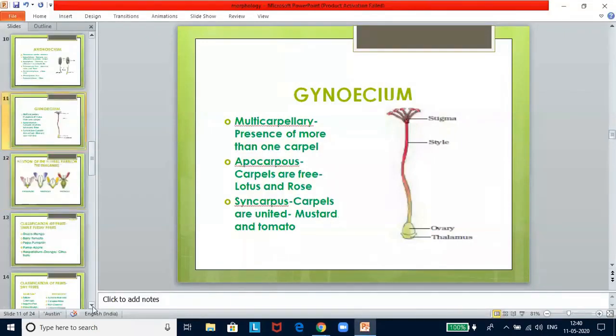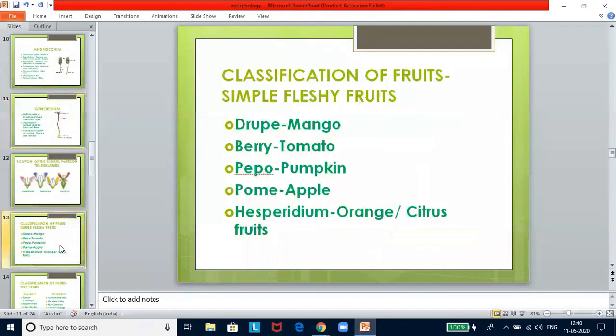Now, let us look at some more details because they become the game changers. Let us look at the classification of fruits. This is very important, children. Please make a note of it. They have asked it in previous years. The technical name of mango is drupe, tomato is berry, pear is pome, pumpkin is pepo, apple is pome, and orange or citrus fruit is hesperidium. So make a note of this slide. I give you 2 minutes.